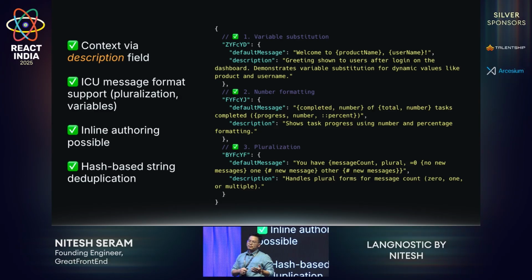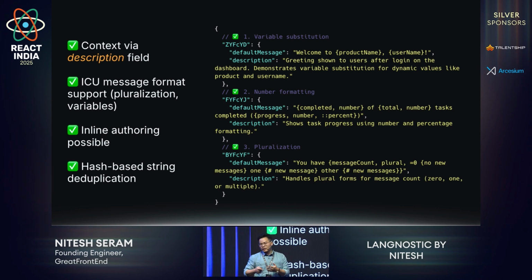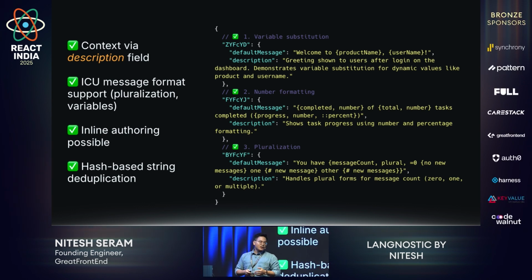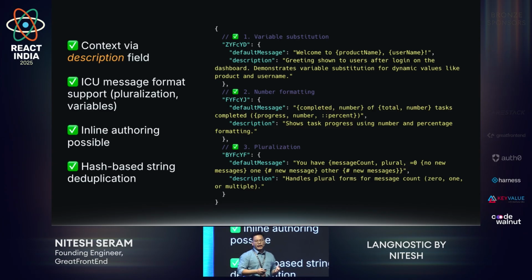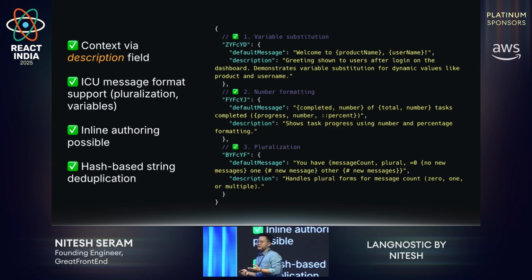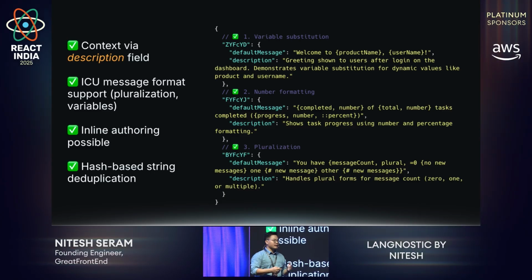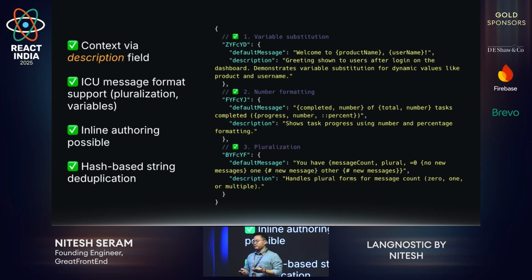So you don't have to jump between the React component and the JSON file while you are working, right? And last is hash-based string deduplication. Let's say you have two strings which are exactly similar, and you have a description that is exactly similar as well. What format.js will do is combine both of those strings under a single key and put it in your JSON file. So there is no duplication of the same string.